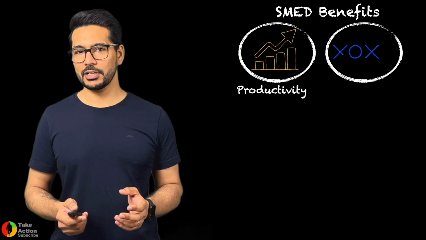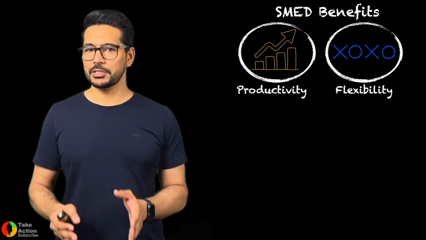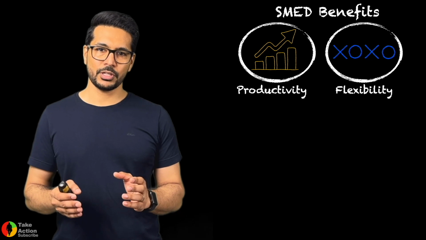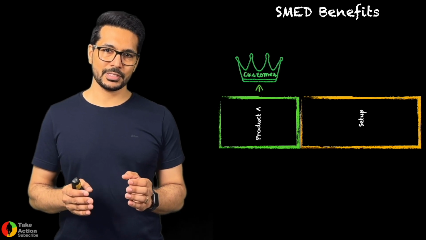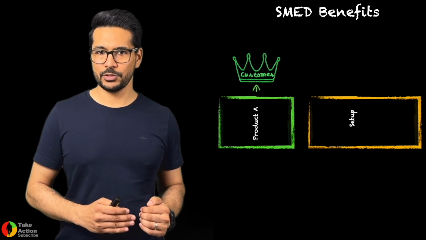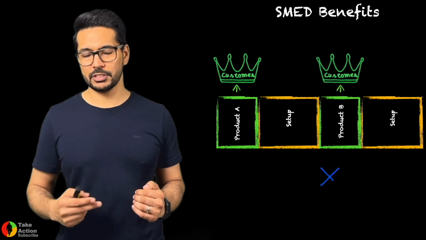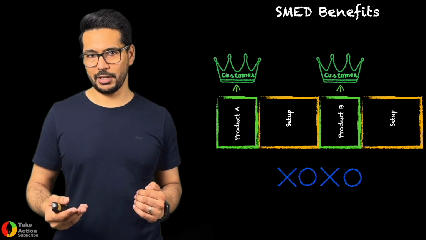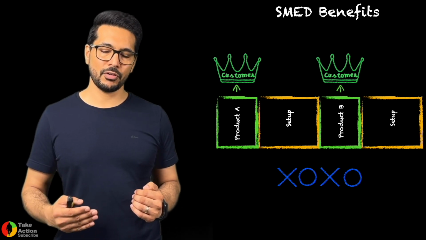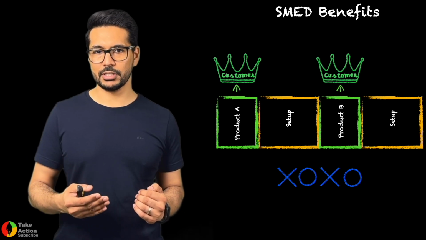How can we achieve the flexibility? Imagine we have reduced setup time by 50%. Now we can also reduce our lot size by 50%. So it means we will have the same effort, the same amount of time to do setup, but we can double the number of lots because our lot size is reduced.